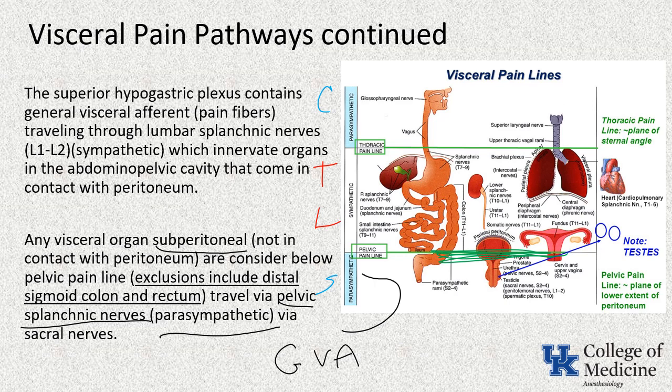Anything above peritoneum, uterus, top of the bladder, these travel with the sympathetic nervous system. Now there are two exclusions, the distal sigmoid colon and rectum, and those are believed to travel with the parasympathetic fibers even though they do come in contact with peritoneum.